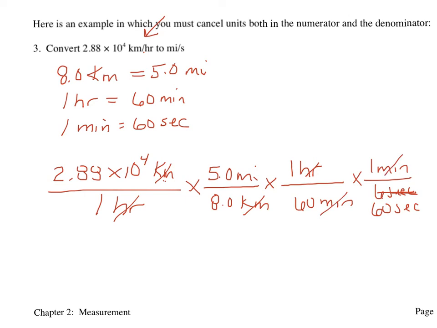So now we are left with these units of miles and seconds, which is exactly what we want. So when you're finally calculating this, you are going to take 2.88 E4 times 5 divided by 8 times 1 divided by 60 times 1 divided by 60, and you should end up with an answer of 5 miles per second. And that's it.